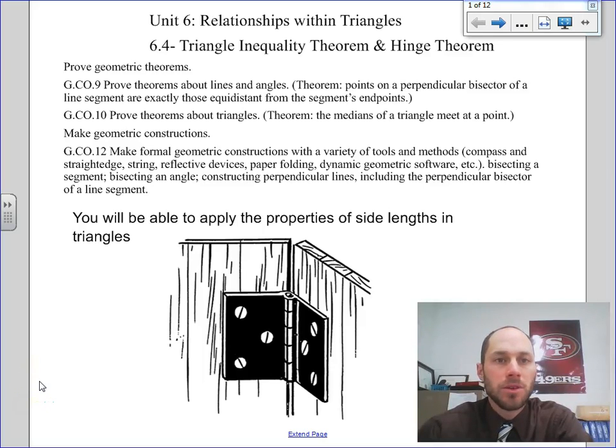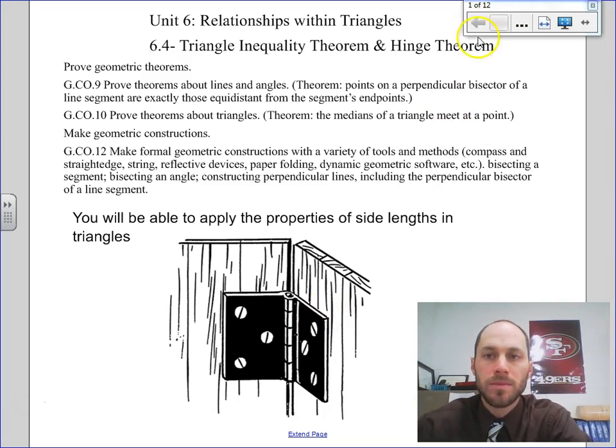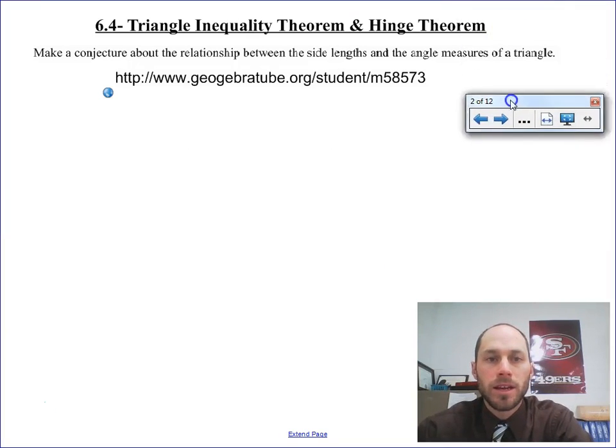Hi, we're going to finish up Unit 6, Relationships Within Triangles, as we talk about the triangle inequality theorem, and we'll also take a look at what's known as the hinge theorem. You know what a hinge looks like on a door, and we'll talk about how that relates within a triangle and relates to side lengths and angle measures. So let's get started by looking on GeoGebra.